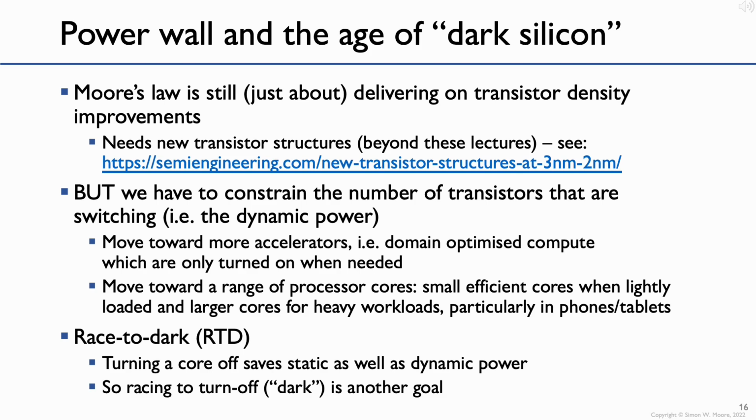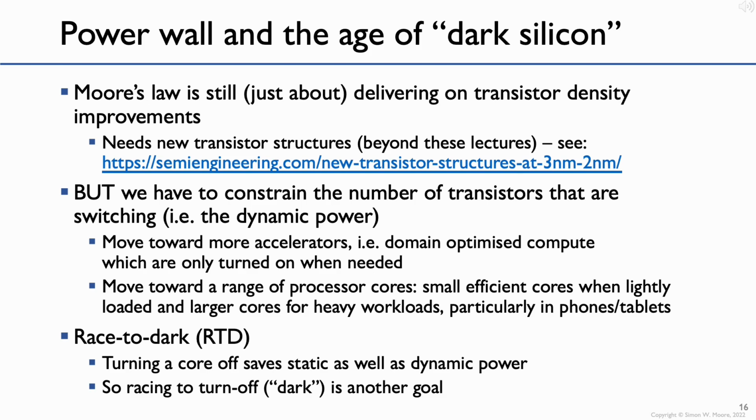While Moore's law is still just about delivering on transistor density improvements, we're not seeing a commensurate drop in power consumption per transistor. So the flip side to that is we have to proportionally reduce the number of transistors switching. In other words, for the next generation of chips, we may only have the power budget to switch the same number of transistors every clock cycle as we did in the previous generation, even though we might now have twice as many transistors. And that's a bit of a head scratcher.